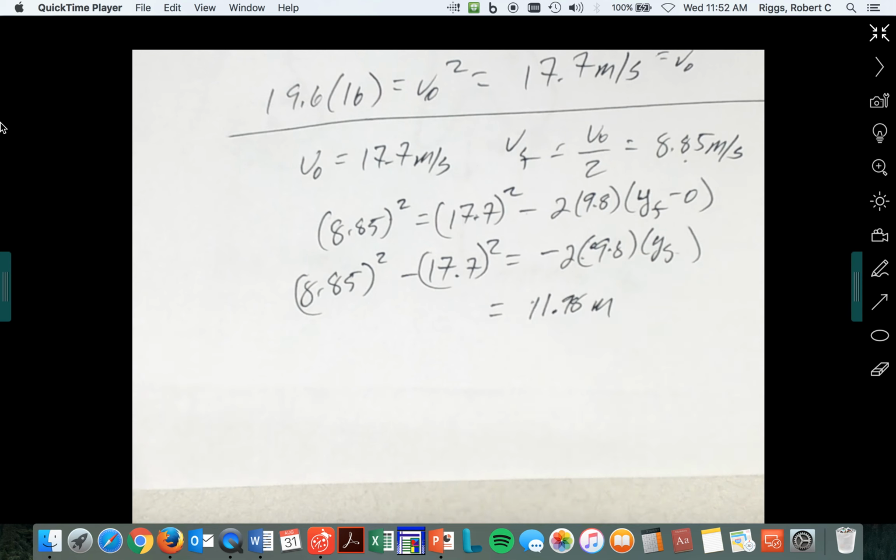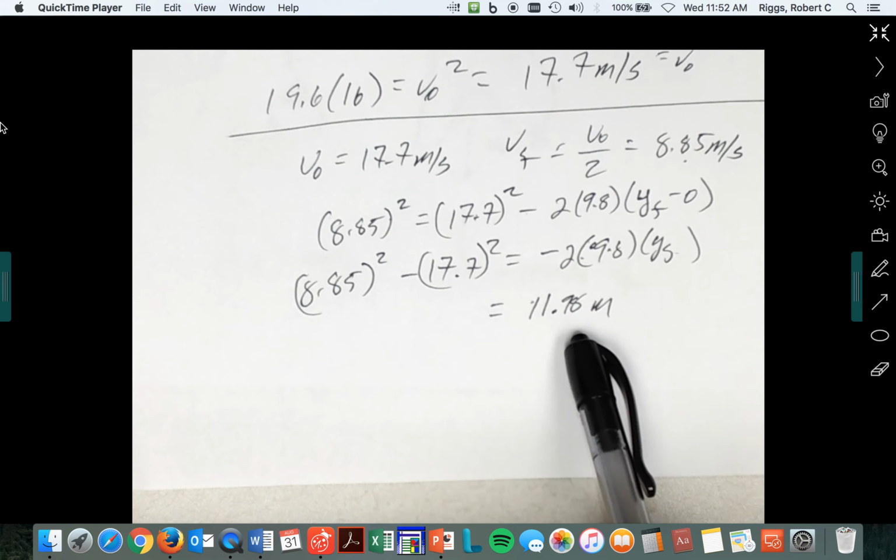However, it reaches half its velocity in two different places. It's at 11.98 meters. Now remember I said, Mother Nature loves symmetry. Mother Nature loves symmetry. So at 11.98 meters, it reaches half its velocity.